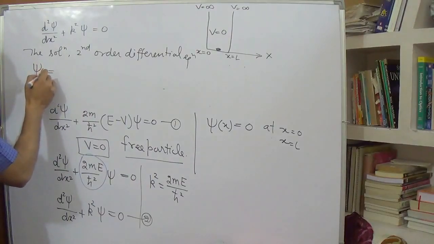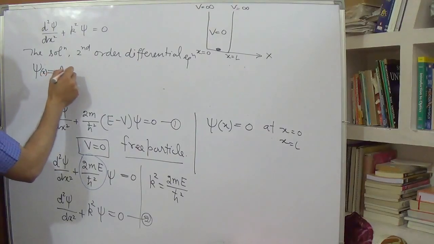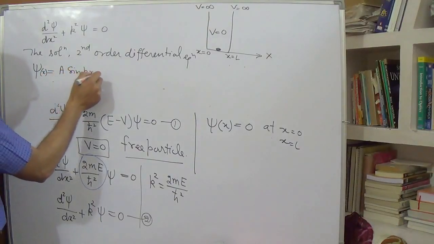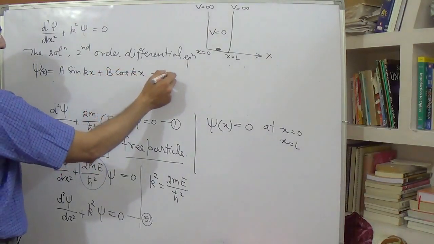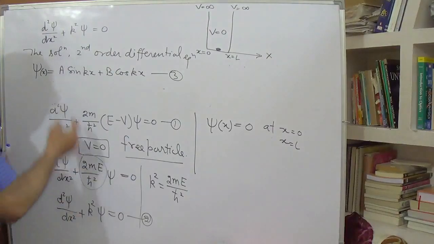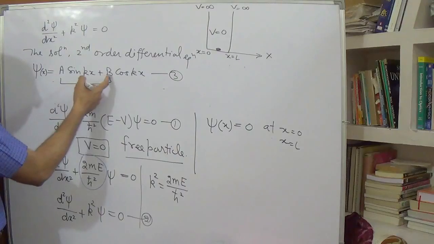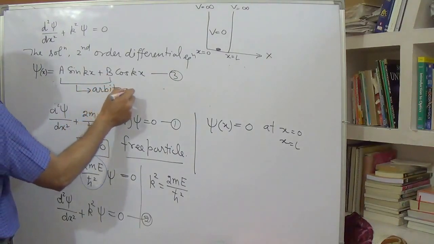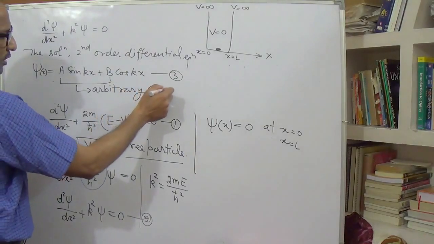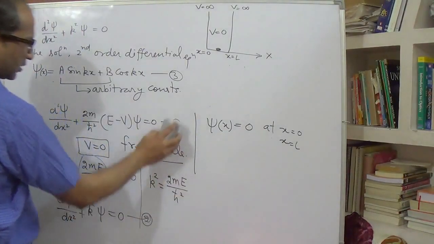psi, which is a function of only x, is equal to a sin kx plus b cos kx. This is equation number 3, where a and b are arbitrary constants. These are constants, and we have to find the value of these constants using the boundary conditions.